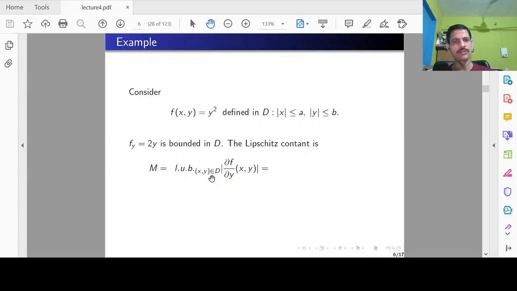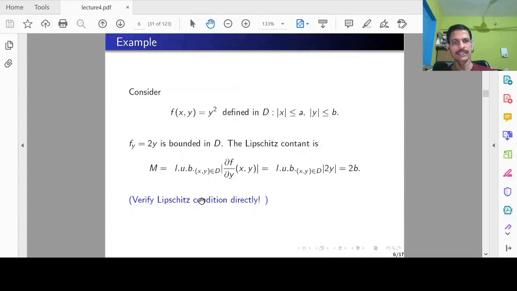M is equal to LUB, where x, y vary over D, of modulus of del f by del y evaluated at x comma y. This is equal to LUB of x comma y belonging to D of modulus of 2y. And we know that here this modulus of 2y, its supremum or LUB, is 2b, because modulus of y is less than b. So the Lipschitz condition is satisfied with m equal to 2b.